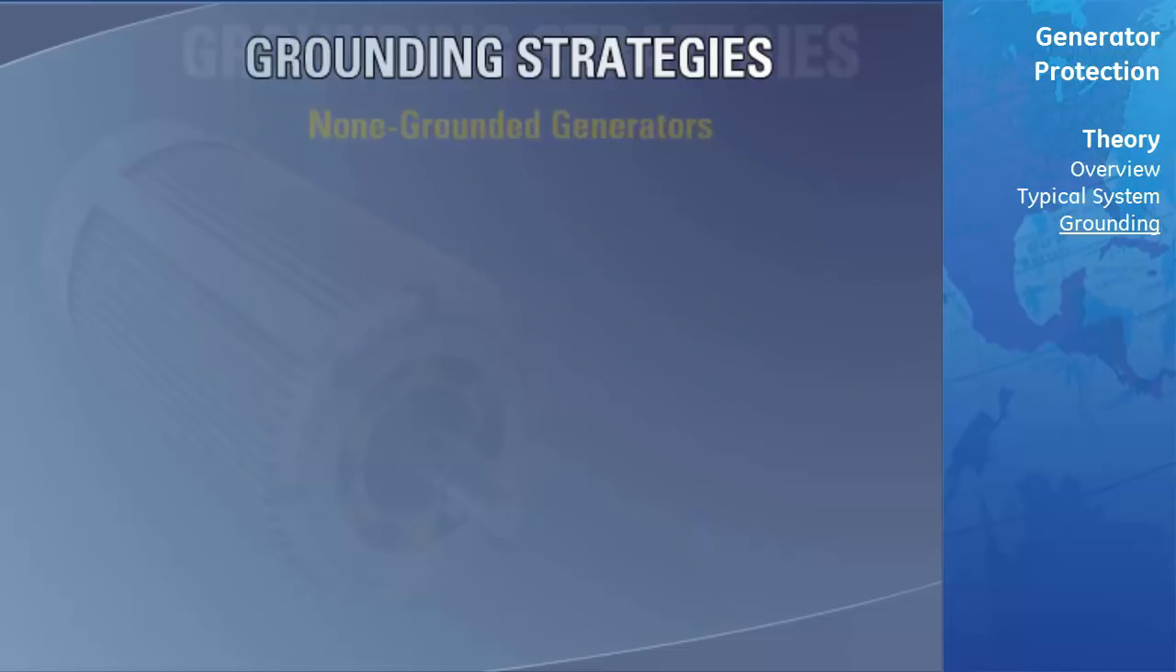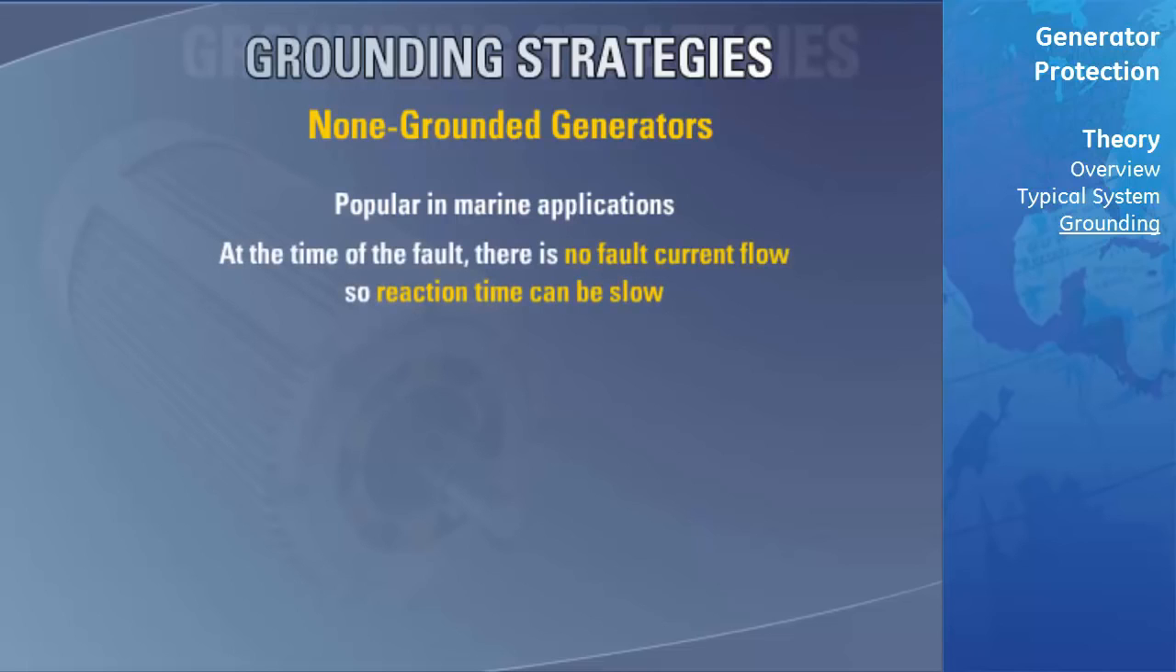The final strategy we'll discuss is non-grounded generators. This type of grounding is popular in marine applications and in some areas of Europe. At the time of a ground fault, there is no fault current flow, and so the reaction time can be slow.